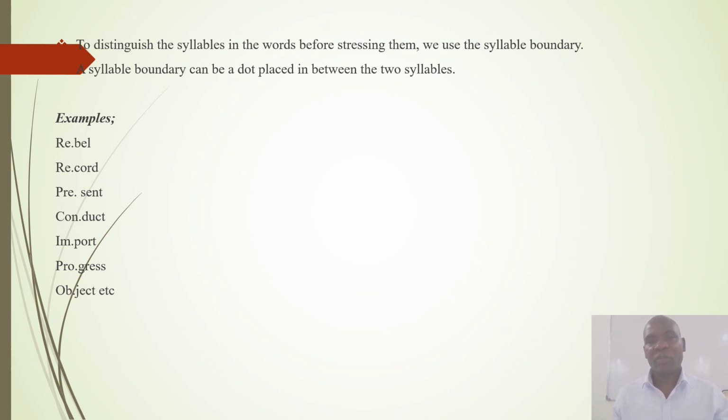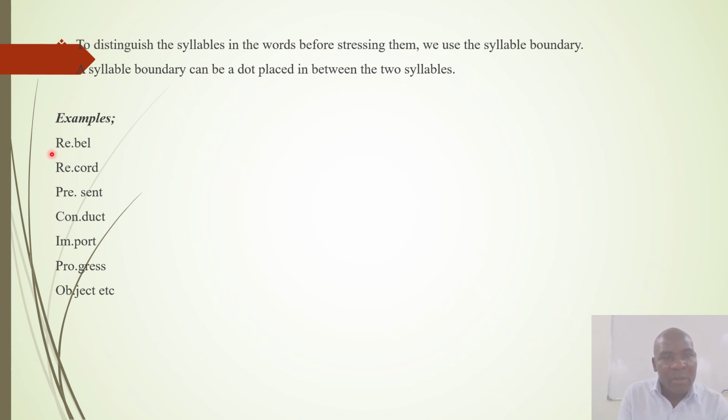And for us to be able to do that, we use what we call the syllable boundary. In most cases, the syllable boundary comes in form of a dot placed in between the 2 syllables. Like I want you to have a look at my examples on the screen.